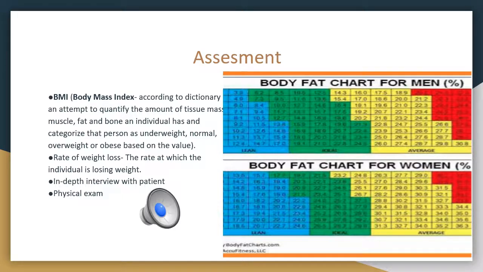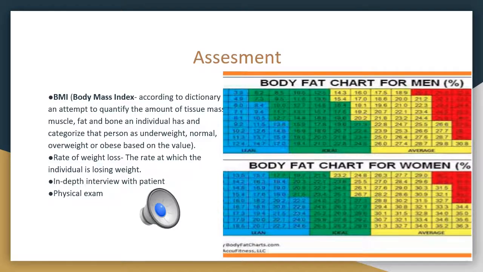When we look at the assessment, we want to assess the patient that's suffering from anorexia nervosa, and we look at the BMI, which is the body mass index, and we look at where the patient falls on the scale. And we also look at how much weight the patient is losing.